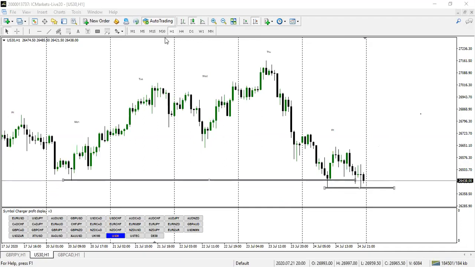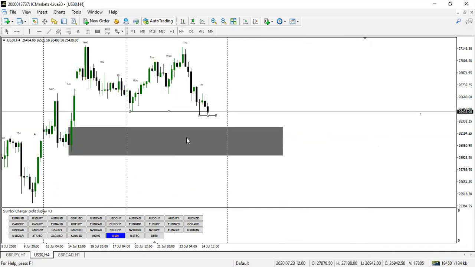That's for USD30. So either the market comes to this wick and gets rejected at this wick, or the market comes to this particular area before going higher.